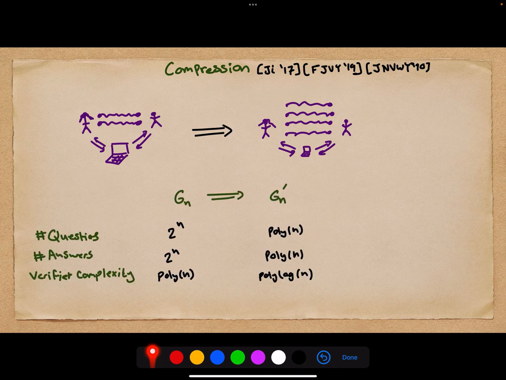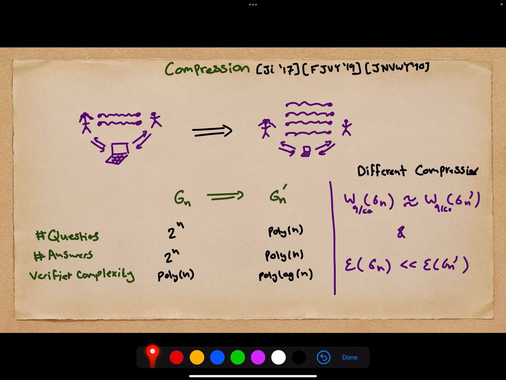So in particular, if we have a uniform family of games Gn, this compression will take the description of these and output the description of a new uniform family of games Gn prime, where if the original question set and answer sets for the games had size 2 to the n, the new question and answer sets for these new games will be exponentially smaller, and so too the verifier complexity will be reduced for deciding the decision predicate.